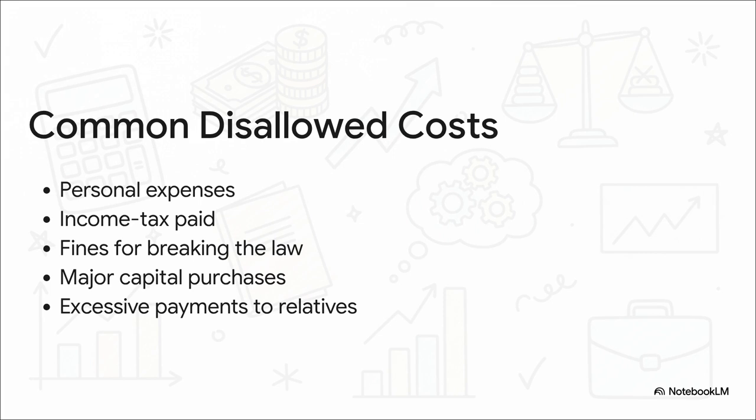That income tax you paid, gotta add it back. Paid a penalty for breaking a rule, add it back. Even something that feels like a huge business cost, like buying a new piece of machinery, often gets added back here. The tax law is just incredibly specific about what it considers a deductible day-to-day expense.